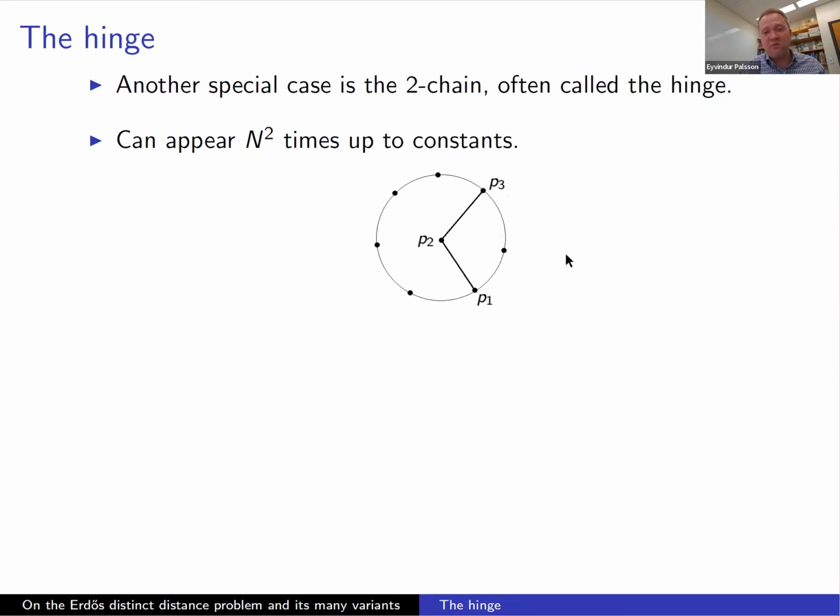So 3 points, and you can have it appear about n squared times. Clearly, a trivial upper bound is n cubed because there are 3 points involved, so you can't have more than n choose 3 of them. But one can actually do a little bit better.